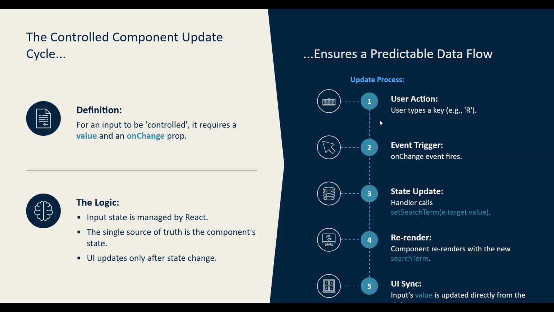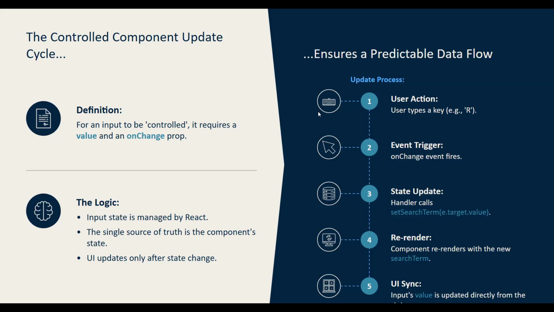In the first step, the user would typically type a key into the input, let's say R. In the next step, that would trigger the onChange event, and then in the next step, the event handler runs and updates the React state. For example, maybe it could search for values starting with R. And then in step 4, React would re-render that component using the updated state, and it would display the new value.